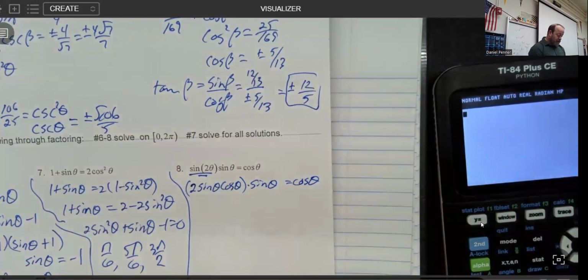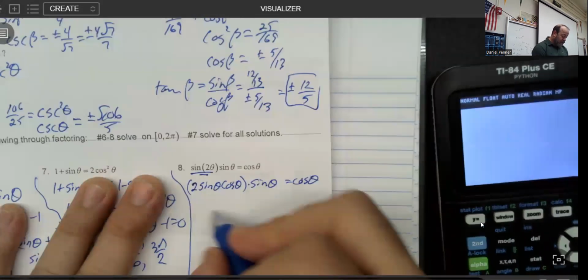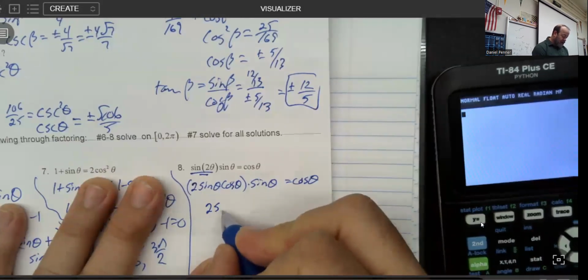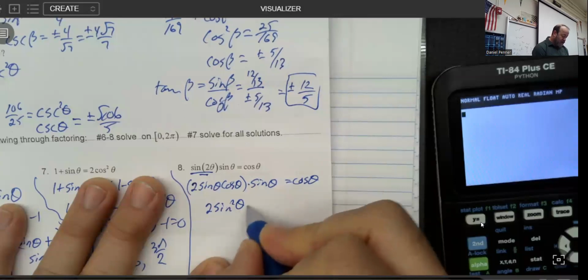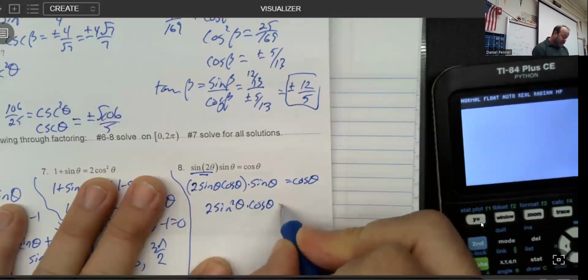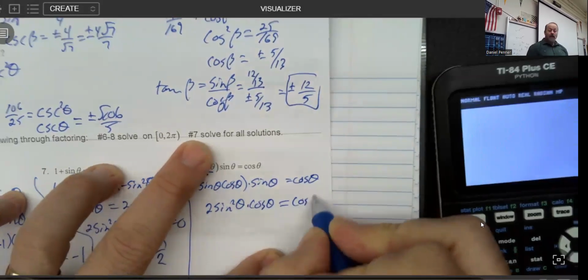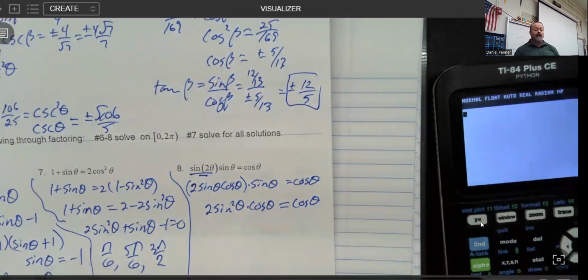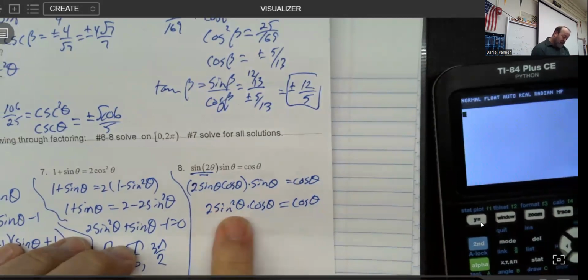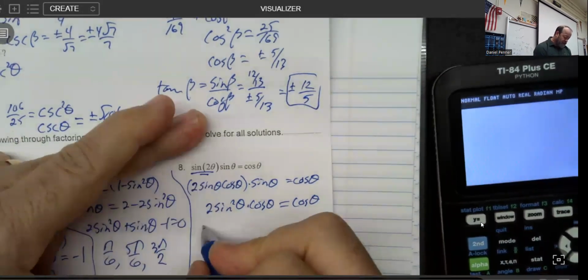So what I noticed, if you were to put it all together, you'd get 2 times the sine squared times the cosine is equal to the cosine. And that's what I want to find out, when that's true. And that's kind of a strange looking curve. I don't really know what that would even look like. But we're just going to trust our algebra.